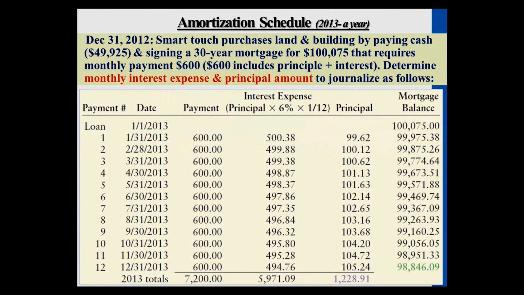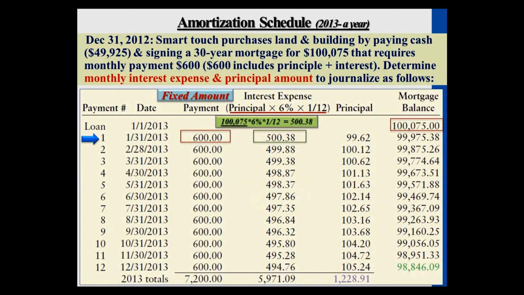So again, we start off from the beginning mortgage balance, $100,075, and you're being told that every single month we're paying $600. For the first month of payment, if we want to journalize the entry, we definitely need to know what part is interest expense that we could put under T accounts, and what part is mortgage payable that we're reducing. For the first month of interest expense, we use the original mortgage balance, the full amount, multiplied by 6%, 1/12, since this is a monthly payment.